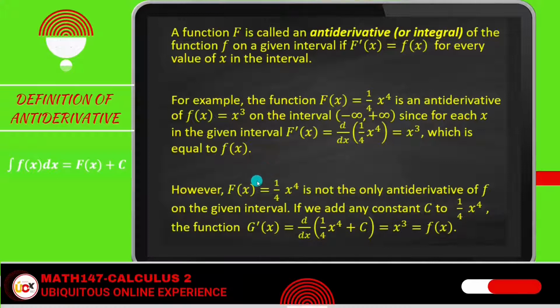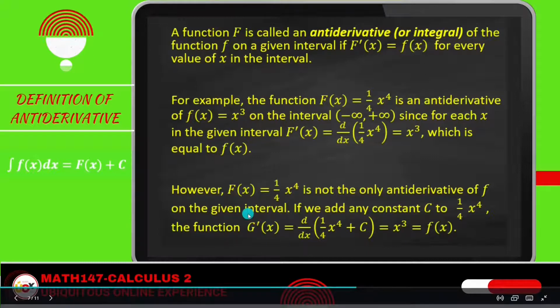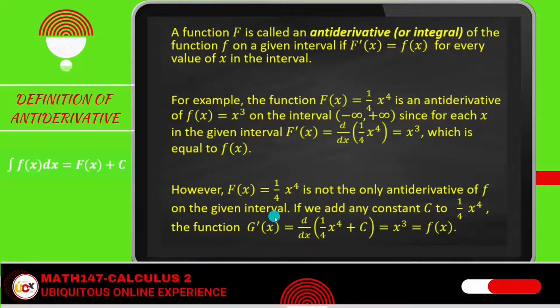However, the function big F of x equals 1/4 x to the fourth is not the only antiderivative of the function small f on the given interval. Because if we add any constant c to 1/4 x to the fourth, the function G prime of x, the derivative of 1/4 x to the fourth plus c with respect to x, equals x cubed, which is also the same as small f of x.